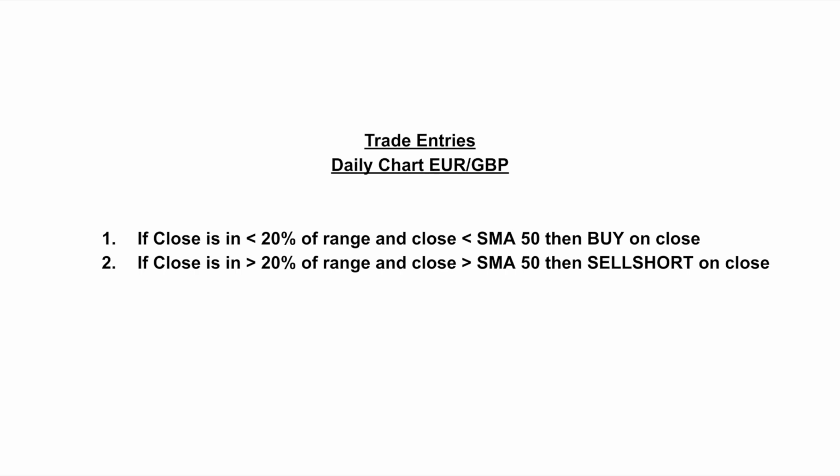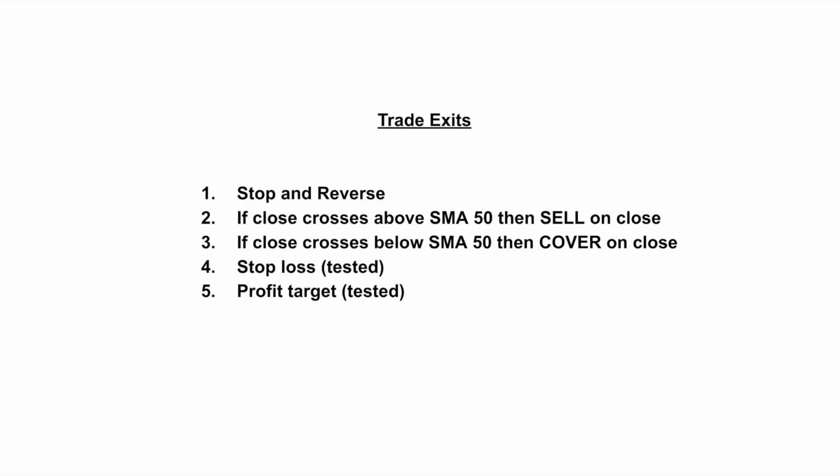We have the opposite rules for short trades, so we want to see the close is greater than the upper 20% of the range and the close is above the 50 period moving average, and then we sell short on the close. So what do I mean by 20% of the range? Well, I'll show you exactly what I mean when we look at the trade example on the chart in just a moment.